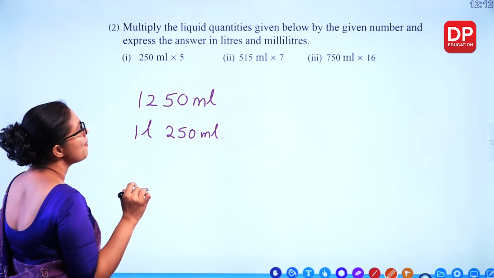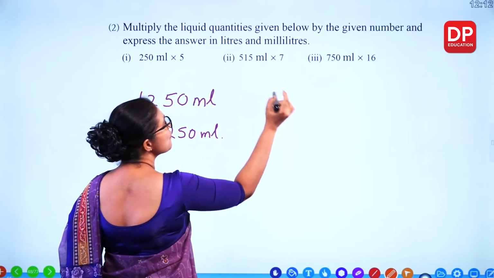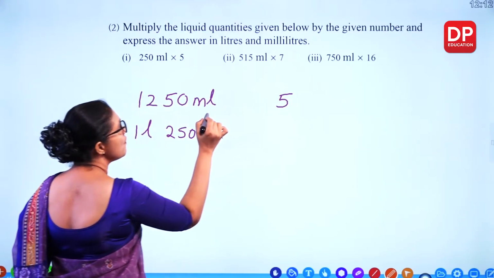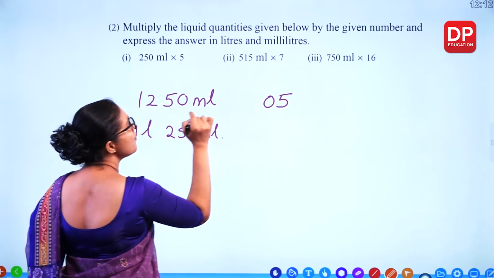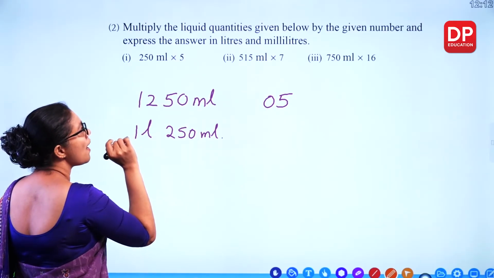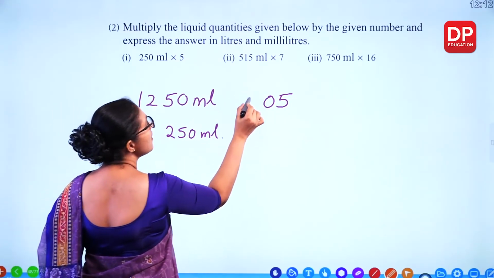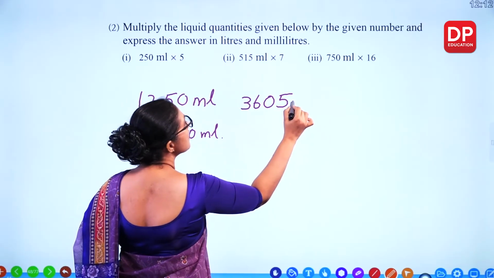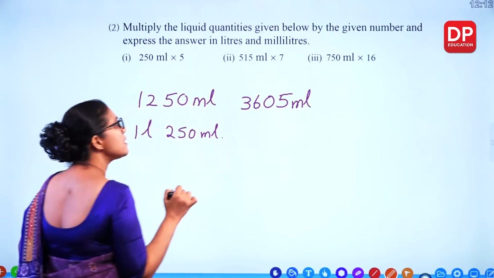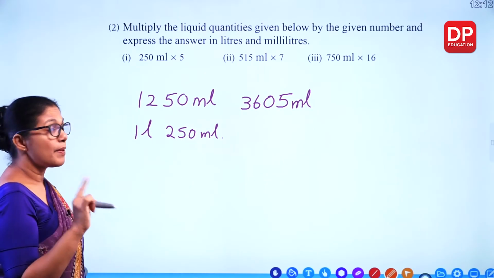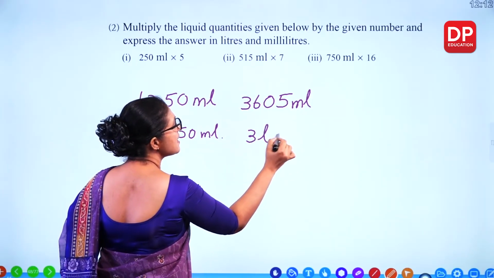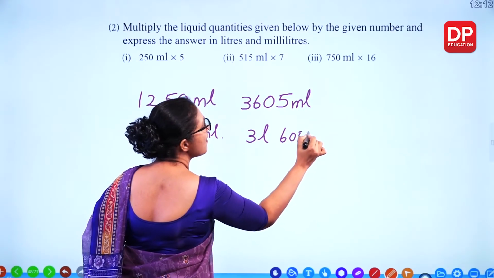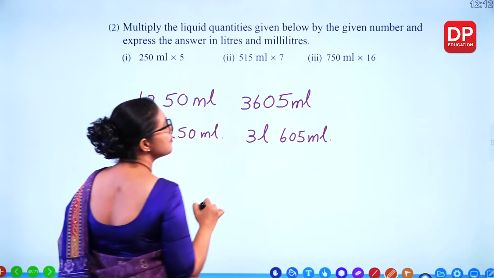This one multiplied by 7. 7 times 5, 35. 3 remaining. 7 times 1, 7 plus 3, 10. 1 remaining and 7 times 5, 35 plus 1, 36. Now convert to liters. 3000 plus 605. 3000 means 3 liters and 605 milliliters.